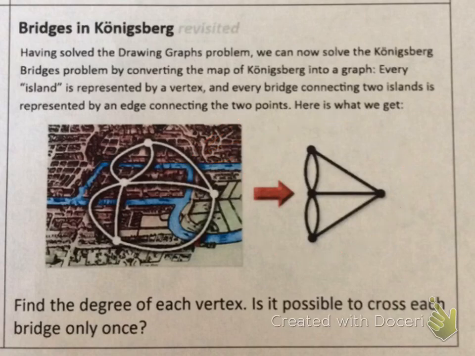So let's take a look at our vertices. This has 3 edges coming into it. This has 5 edges coming into it, 3 edges coming into it, and 3 edges coming into it. So what do you think, you guys? Would we be able to cross all of those bridges only one time in that city? The answer is no. We cannot find a path that will work. So that is Euler's theory.